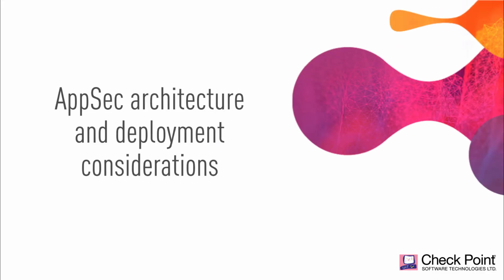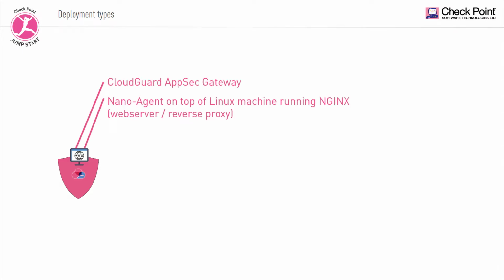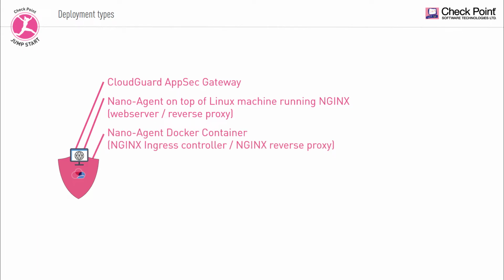Now that we know what CloudGuard AppSec can do, let's focus on its possible architectures and deployment considerations. There are currently 3 available types of deployment, which can accommodate various implementation scenarios. It can be deployed either via the CloudGuard AppSec gateway, as an embedded nano agent on top of any Linux machine running an Nginx web server or an Nginx reverse proxy, or as a nano agent Docker container.